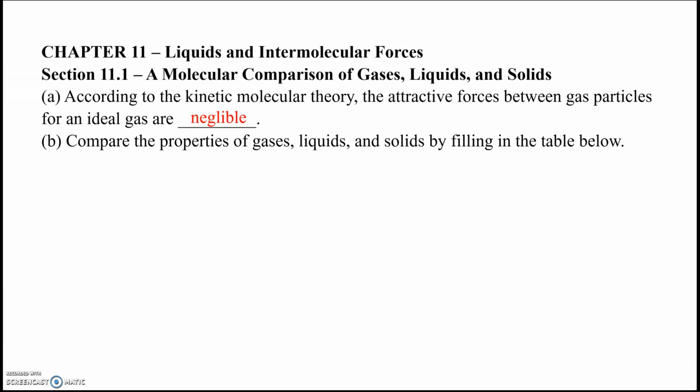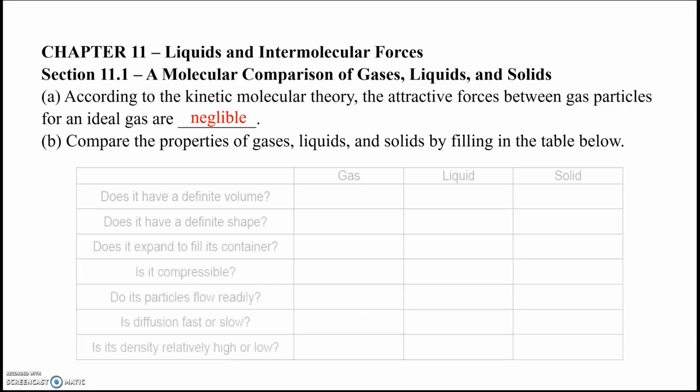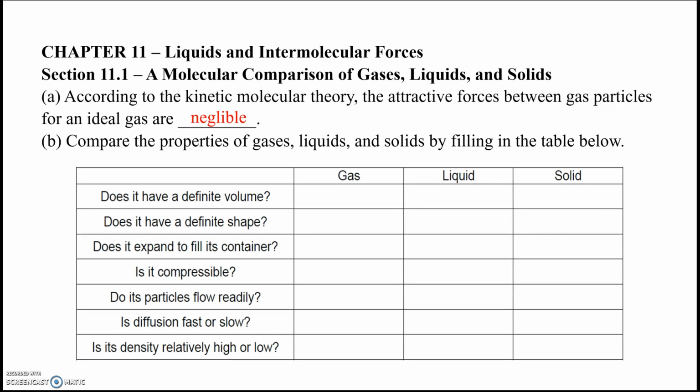But when we compare the properties of gases, liquids, and solids, we're going to fill in this table below about shapes and diffusion and densities and so on. Does it have definite volume? Well, gases, no. Liquids and solids, both yes. Does it have a definite shape? Gases, again, no. Liquids don't, they can change their shape according to the container. Solids definitely have a definite shape. And does it expand to fill its container? Gases, of course, do. Liquids and solids do not. Is it compressible? Well, gases are, liquids somewhat, but not very much, and solids no.